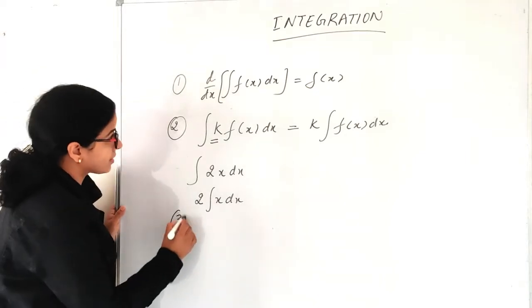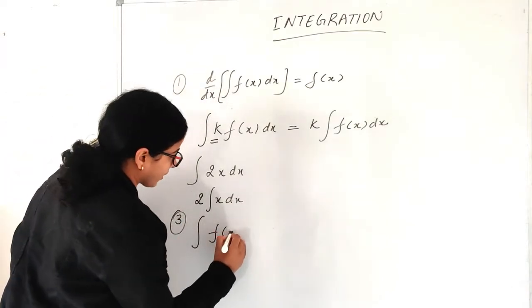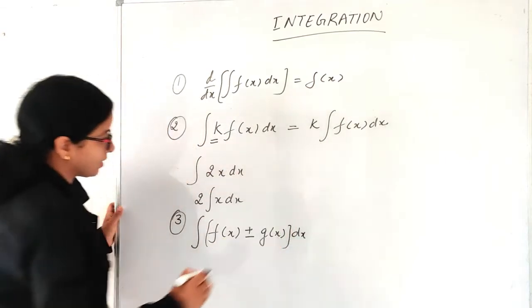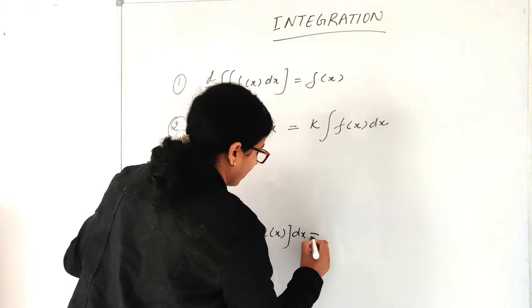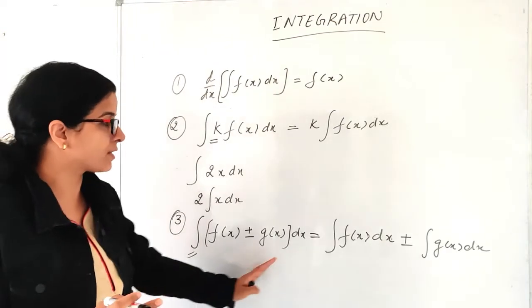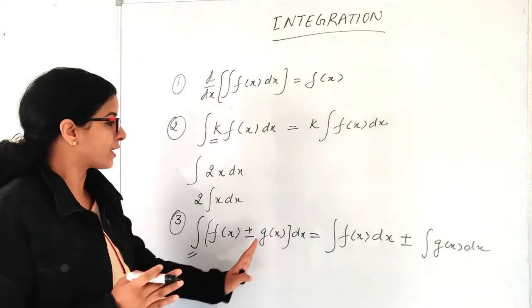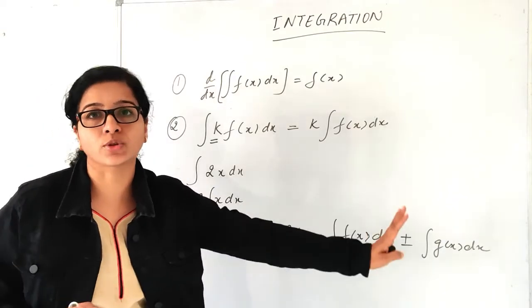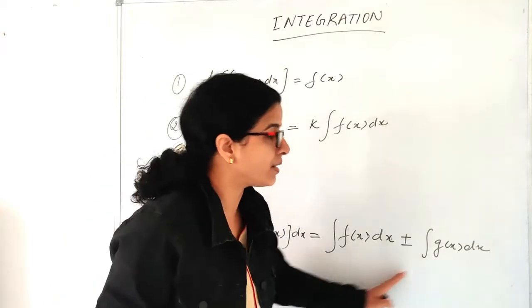Now the third is, if you have the integral of f(x) plus minus g(x) dx, right? How can you write it? You can separate them, right? This result can be extended to more integrands also. Say for example, plus minus h(x), plus minus w(x), plus minus p(x), plus minus q(x). So you can separately integrate them.